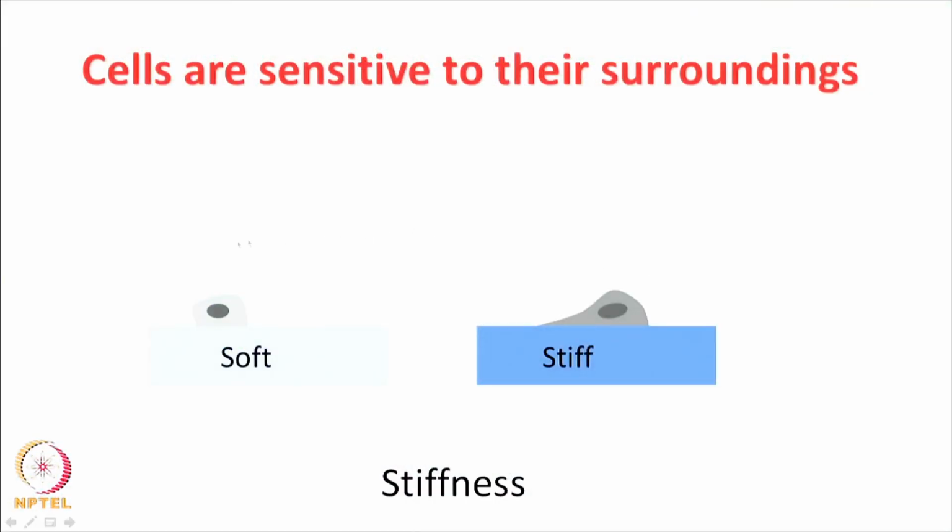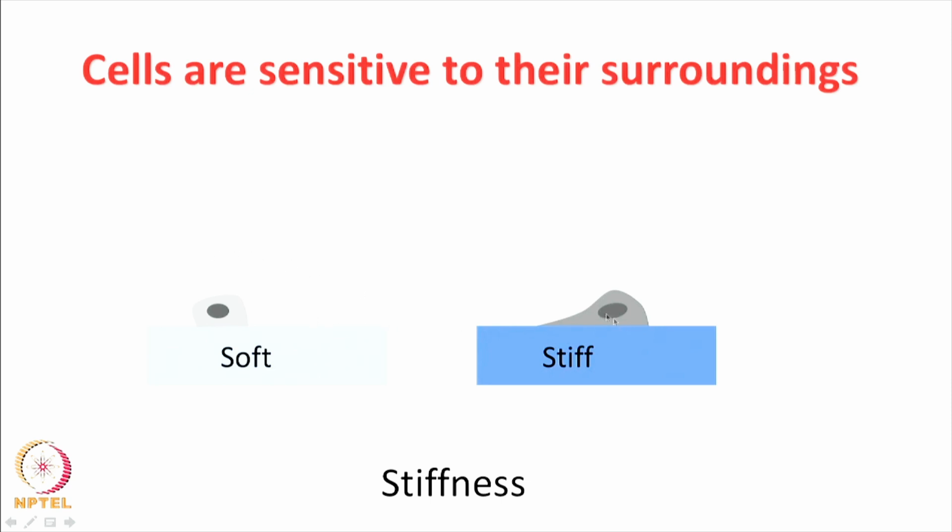So, what this picture shows is that when you plate a cell on something very soft, or a more brain-like environment, these cell types tend to exhibit a more rounded or less spread morphology compared to those on a stiff surface, which exhibit a much more spread morphology.